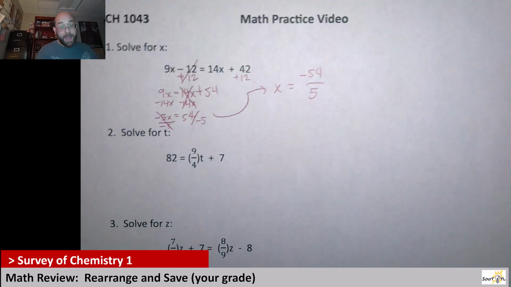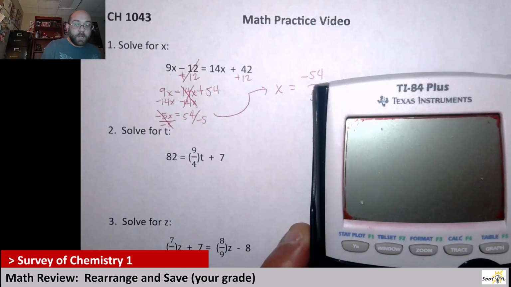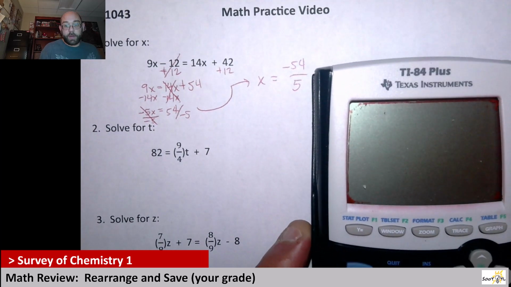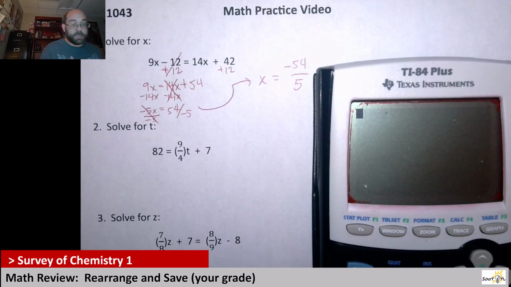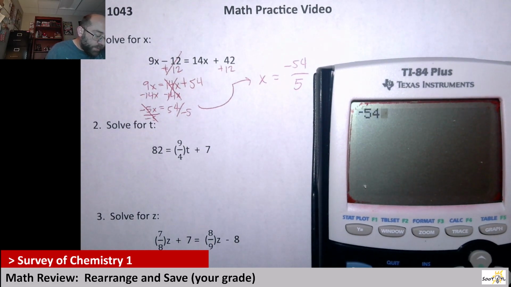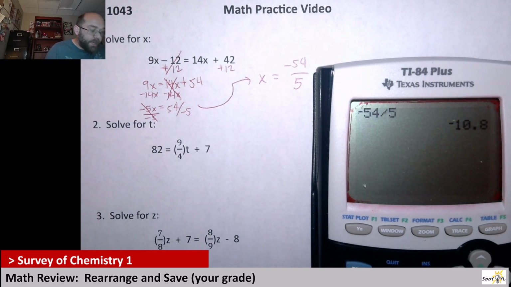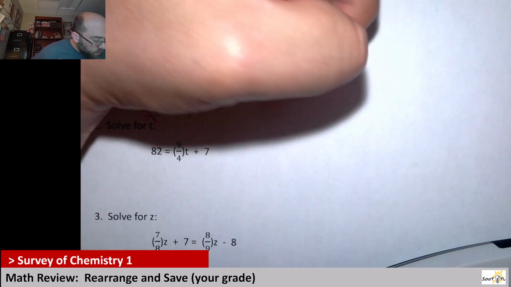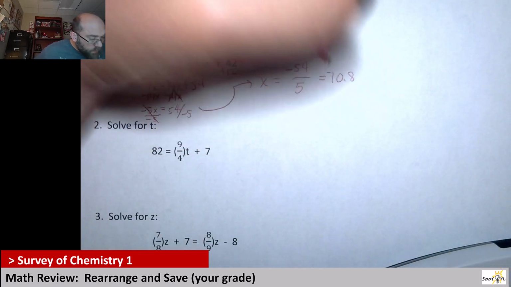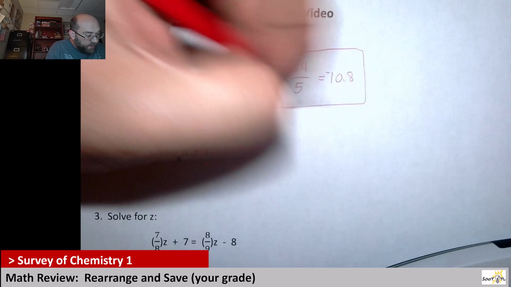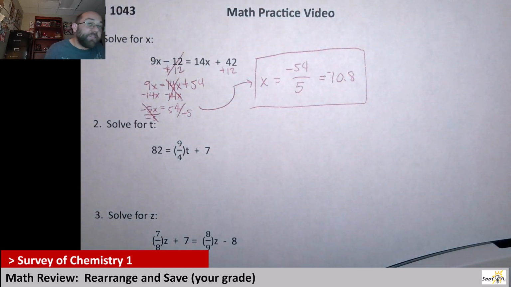5. Now you could do it that way, or, especially when we work in Canvas, we're going to see a lot of times it's not easy to put in fractions. So what we're going to do is go ahead and do this division. Negative 54 divided by 5, what does that equal? Negative 10.8. So technically all of that is correct, either the negative 54 over 5 or the negative 10.8.